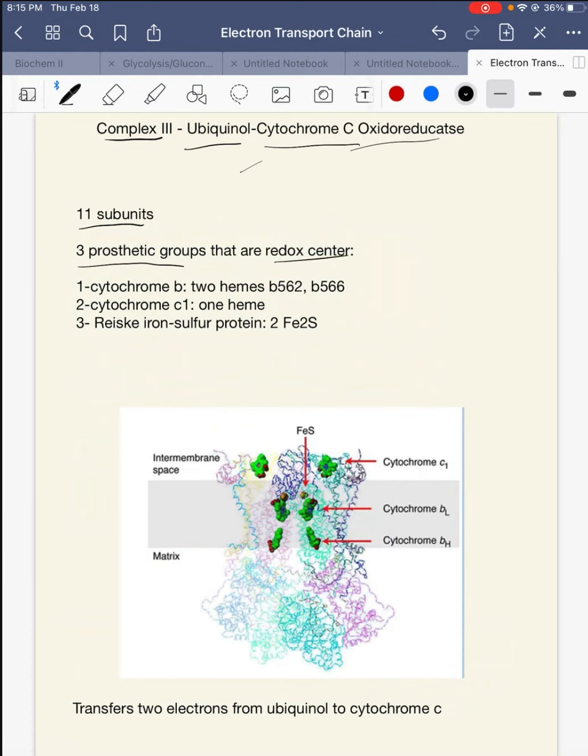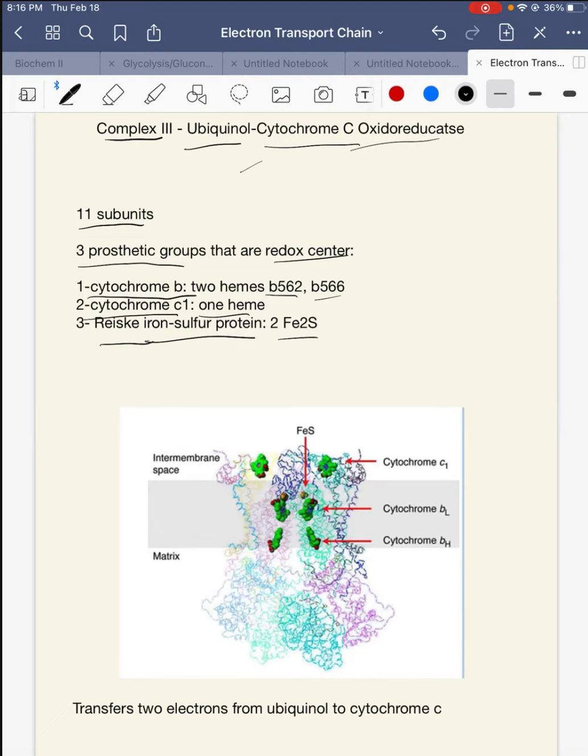Those are actually important. One is cytochrome B. Cytochrome B has 2 heme groups. We have cytochrome C1. Cytochrome C1 is different from cytochrome C, and don't get that confused. There's a lot of cytochromes going on. So we have cytochrome B, cytochrome C1, and then this iron sulfur protein called Rieske iron sulfur protein, and it has 2 iron sulfur centers in there. And cytochrome C1 has 1 heme group.